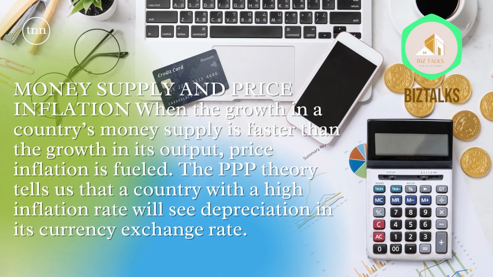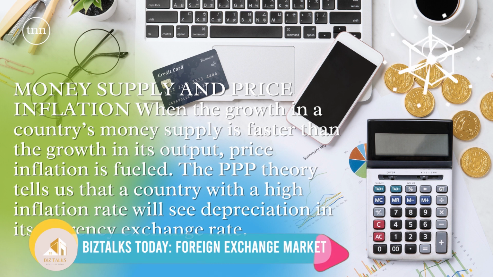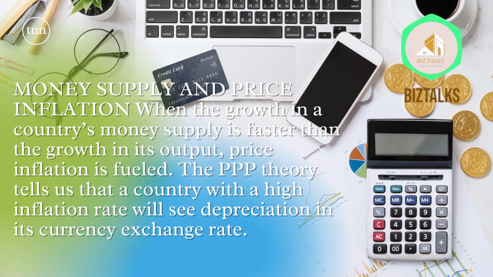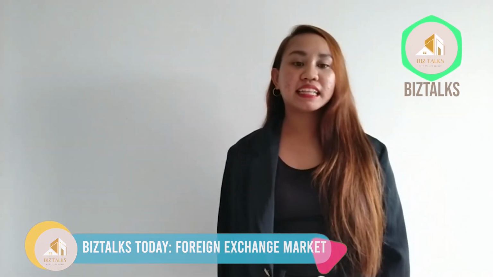The third one is money supply and price inflation. When the growth in a country's money supply is faster than the growth in its output, price inflation is fueled. The PPP theory tells us that a country with a high inflation rate will see depreciation in its currency exchange rate. In one of the theory's historical examples, in the mid-1980s, Bolivia experienced hyperinflation, an explosive and seemingly uncontrollable price inflation in which money loses value very rapidly.